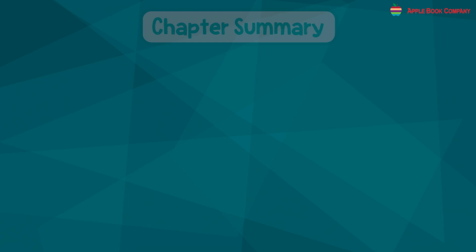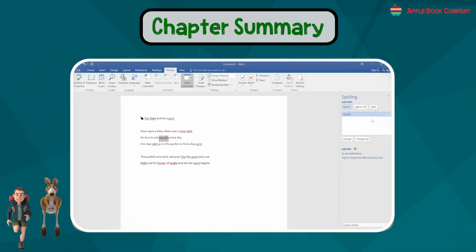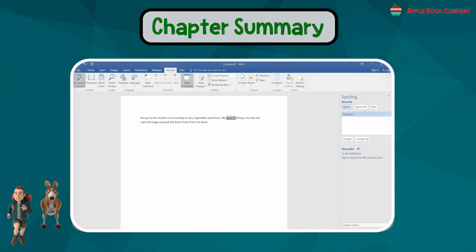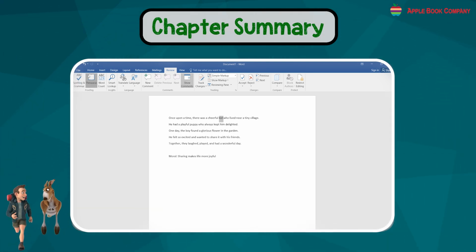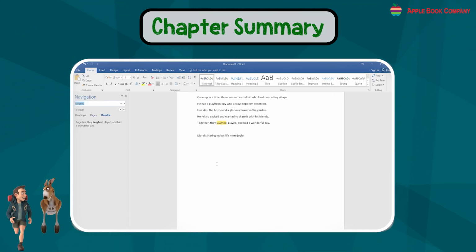Now, let's get into the chapter summary. Microsoft Word 2016 helps in creating, editing, and formatting documents. The Grammar and Spell Check tool corrects spelling and grammar errors. Misspelled words have a red underline, grammar errors have a blue underline. The Thesaurus tool suggests synonyms and antonyms to improve vocabulary. The Find and Replace tool locates and changes words or phrases.